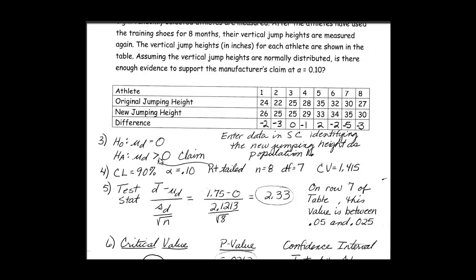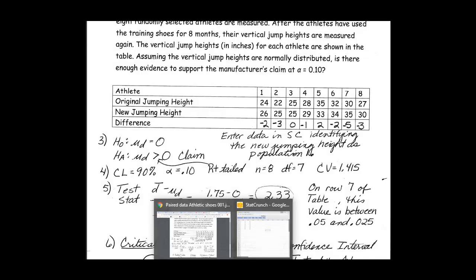Okay, so I pointed out that we're assuming the manufacturer is thinking the outcome is going to be greater than 0. That would be implying that I'm taking 26 minus 24. So I would probably switch the signs on each of these differences and identify that my sample 1 is going to be 26, the new jumping height, and my sample 2 is going to be the 24 in this case, the original jumping height. Just because I want my differences to be positive, that makes a little more sense in our claim. I'm going to go to StatCrunch and do this in StatCrunch.